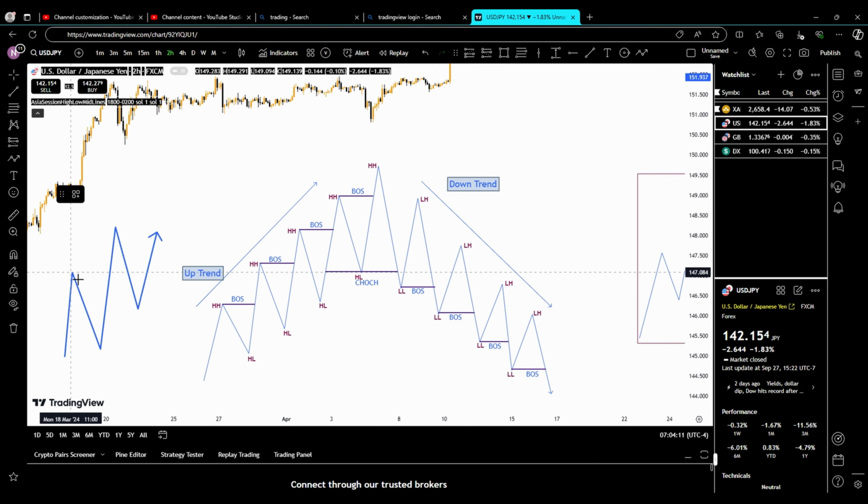This is our break of structure here. This is our break of structure. So the market has broken structure here, moving up. This is how a break of structure in an uptrend is formed.